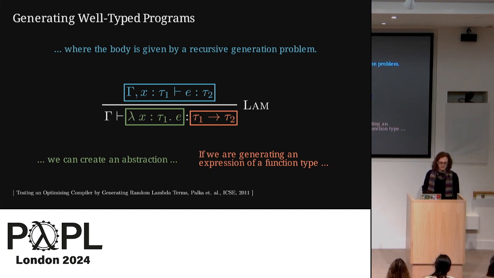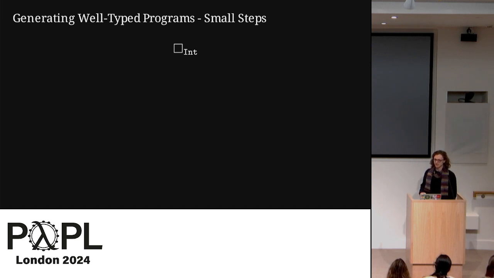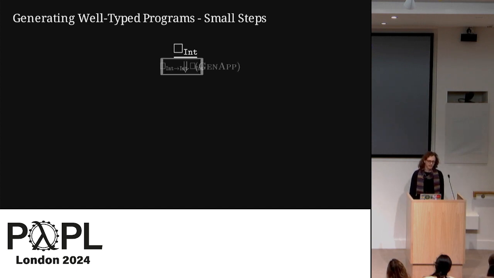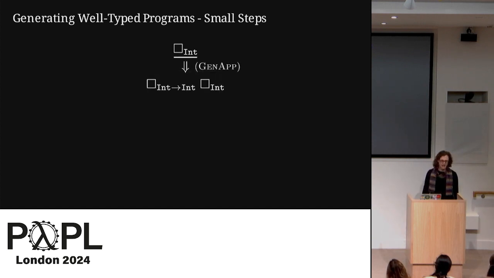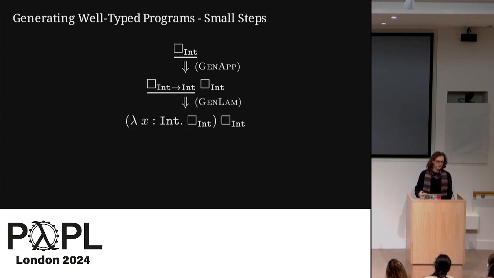And so one way of implementing this algorithm is by expanding typed holes in an expression in small steps. For an example, we might start with a hole of type integer, and then we can expand that into an application where we are applying a function from integers to integers to an argument of type int. And then from here, the generator might decide to look at the function position and then expand that into a lambda with now a typed hole for the body.